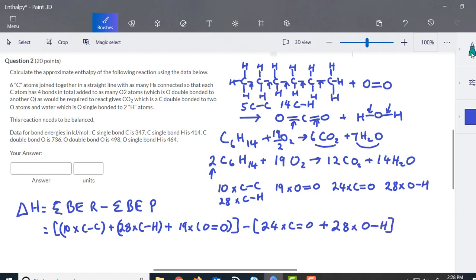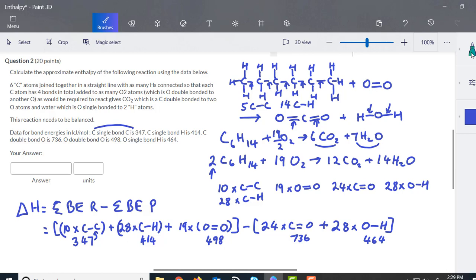Now we have the figures up here for what they are. We've got C single bond C, that's 347. So it'll be 10 times 347. The CH here is 414. The OO double bond is 498. The C double bond O is 736. And the OH is 464.